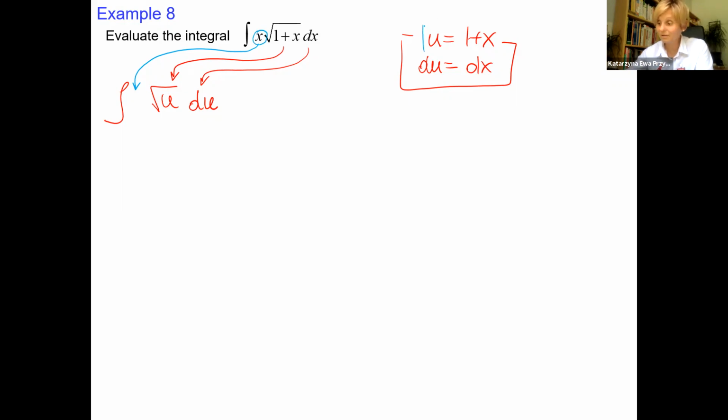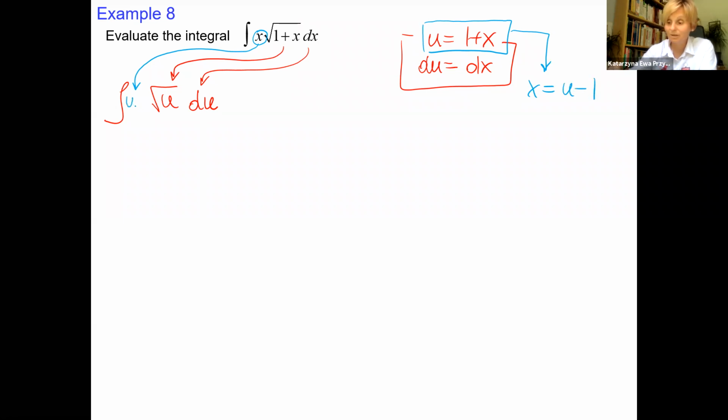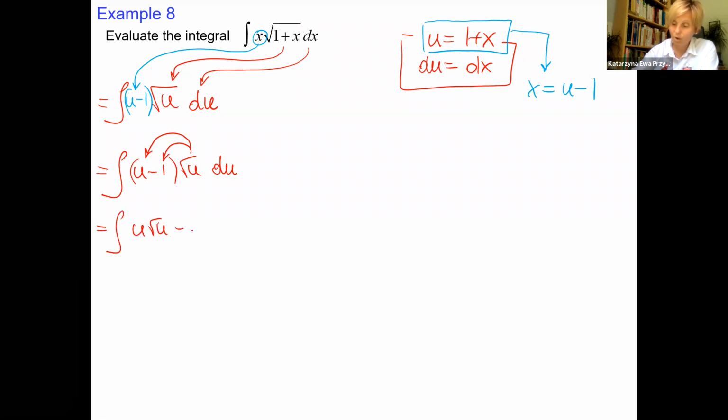And of course, the only equation that makes sense is the original substitution. If we solve this equation for x, we will have u minus 1. That's what we will do. Okay, that's one extra step. Let's check. u minus 1 times square root of u du. We still have a product. However, now we can distribute. u times root u, and 1 times root u is just root u.